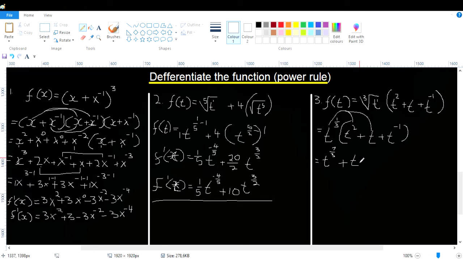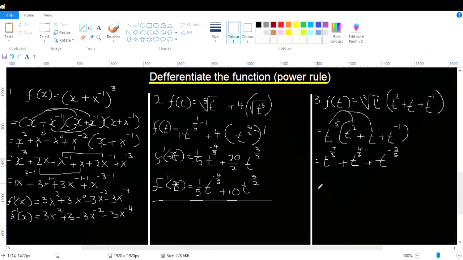1 over 3 plus 1, answer is equal to 4 over 3, t to the power 4 over 3. Plus, 1 over 3 minus 1, answer is equal to t to the power minus 2 over 3.